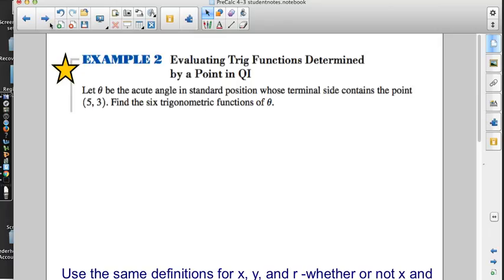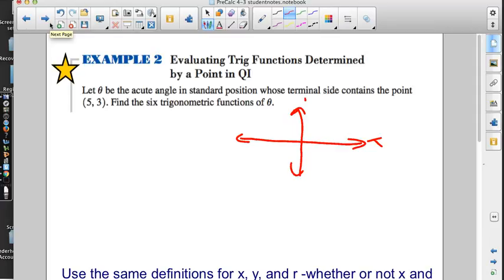So this says, let theta be an acute angle in standard position whose terminal side contains the point (5, 3). Find the six trigonometric functions of theta. I told you before, I don't do anything without a picture when I'm talking about trig. I want it all to make sense visually. So I think about where (5, 3) might be, draw my triangle, and realize this is the 5 and this is the 3. If they want the six trig functions, all I have to do is use the Pythagorean theorem to get r, plug them in, y over r, x over r, y over x, and see what I get.